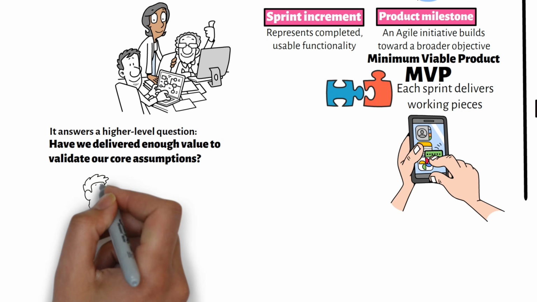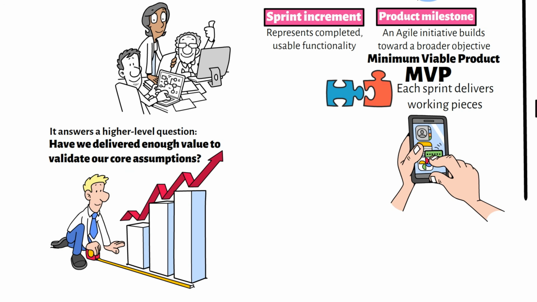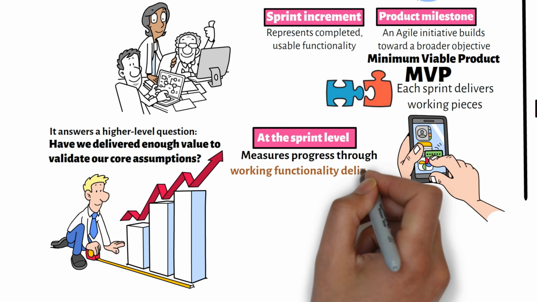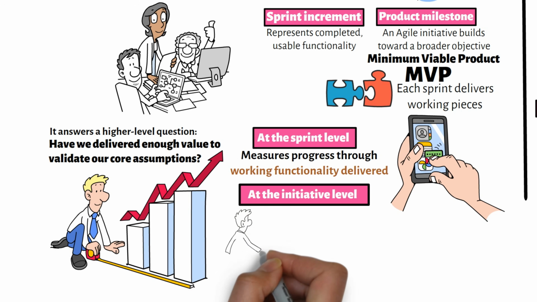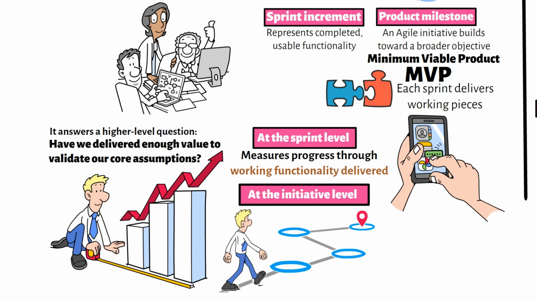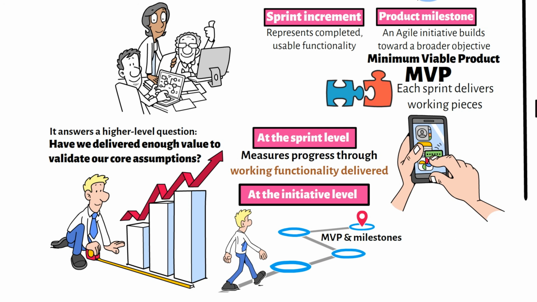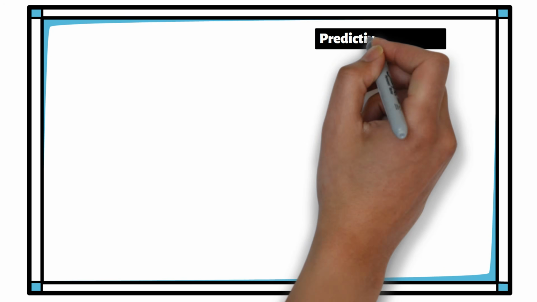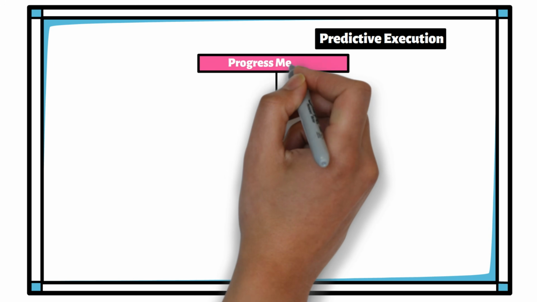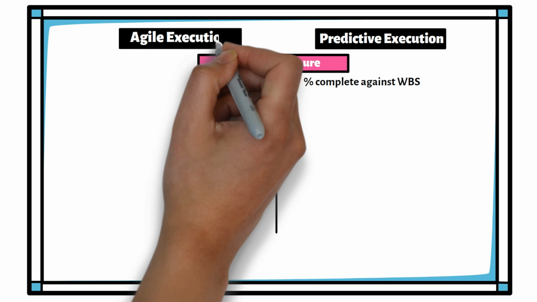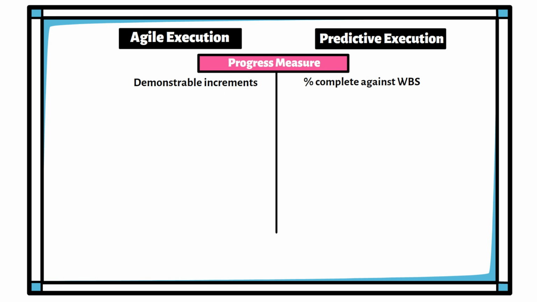This is a key difference in how progress is perceived. At the sprint level, Agile measures progress through working functionality delivered. At the initiative level, Agile measures progress toward achieving the MVP and subsequent value milestones. Now compare this with predictive execution. Instead of measuring progress by percentage complete against a WBS, Agile measures progress through demonstrable increments.